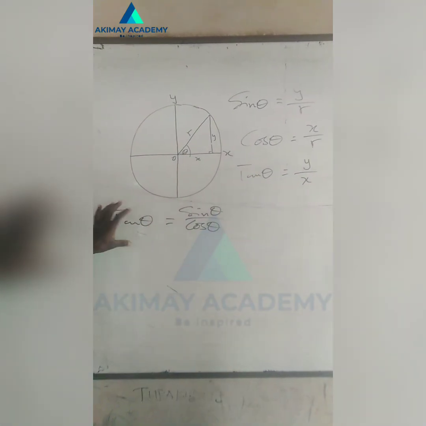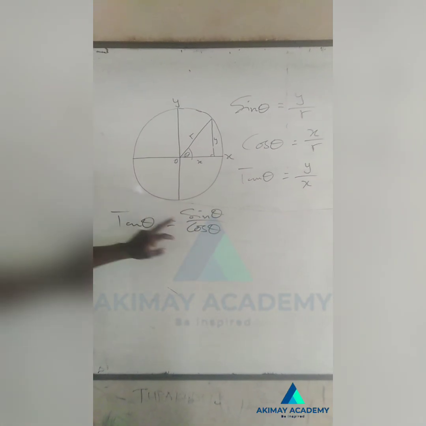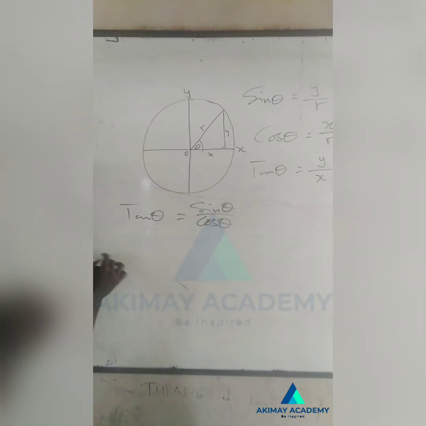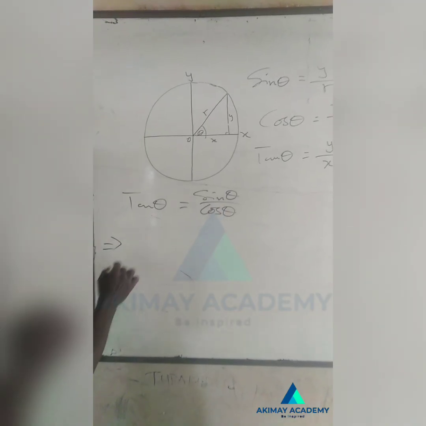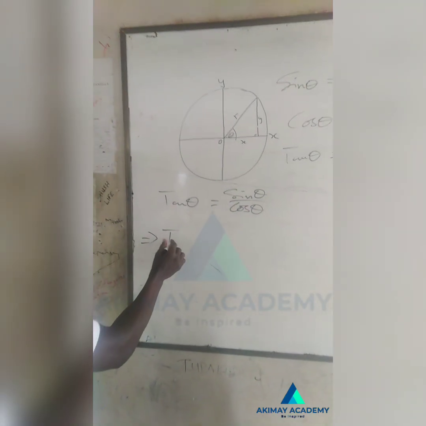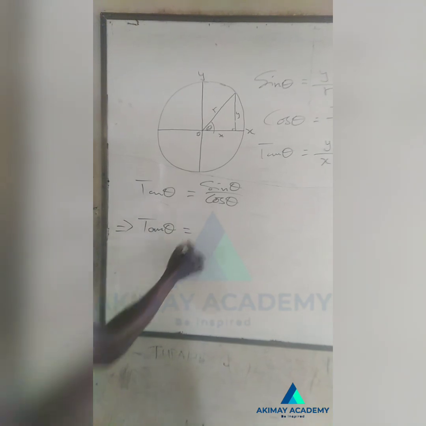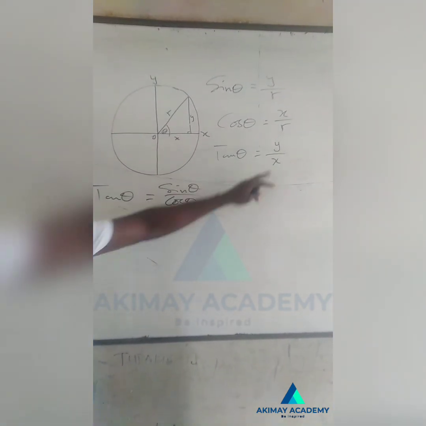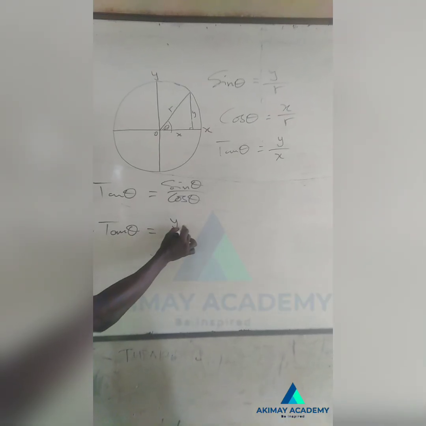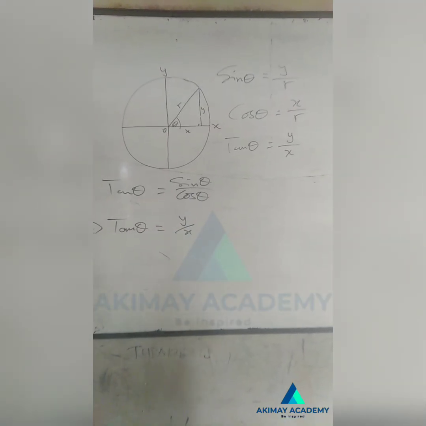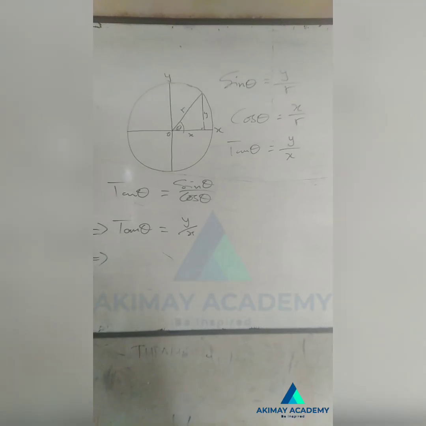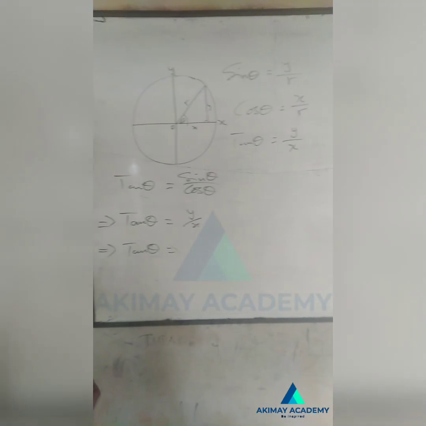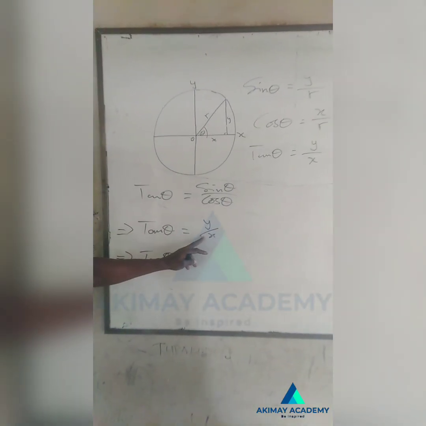Now let's look at how to show that tan theta equals sine theta over cos theta. From what we have on the board, we know that tan theta is equal to y out of x. So let's put it over here, y out of x.